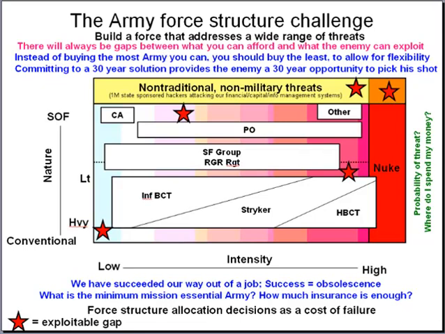Then it's fair to say, what is the minimum mission essential army that you need to buy in order to maintain dominance across the conventional threat, but not more than that, so that I have money available to handle these other emerging threats? How much insurance is enough becomes the question to ask, rather than what's the maximum amount of insurance that I can buy? What's the minimum amount that still meets the requirement?